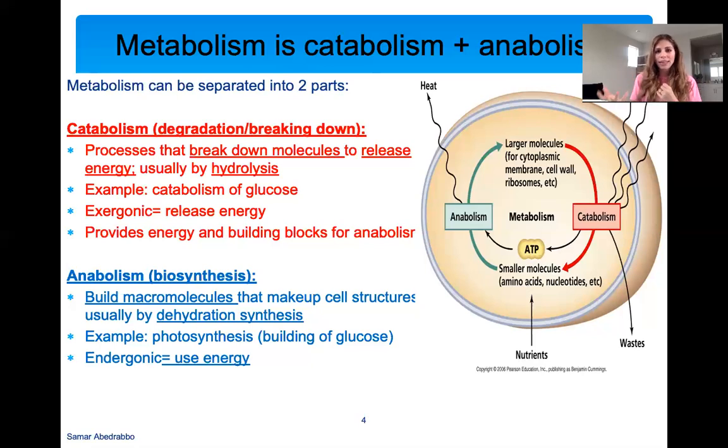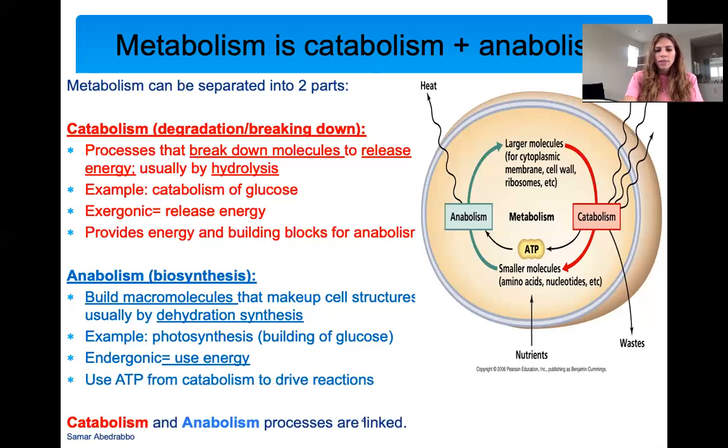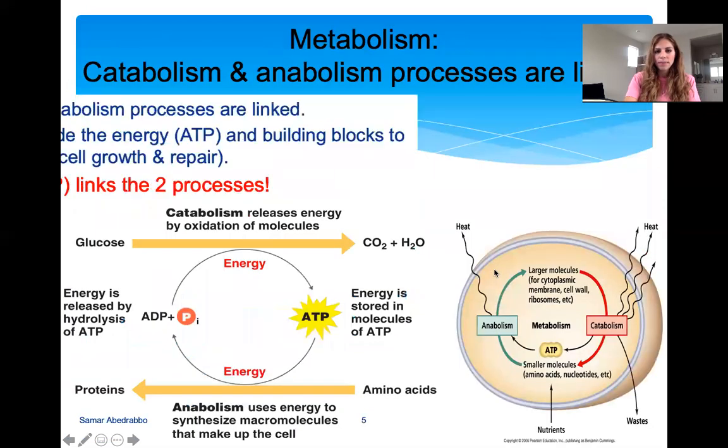We break them down for energy, for ATP. When we want to build them, we use the ATP. That's called anabolism. And the combination of both is metabolism. So it's both of these reactions happening. Okay, and then just remember that the take-home message from this is that anabolism uses energy, catabolism creates energy.